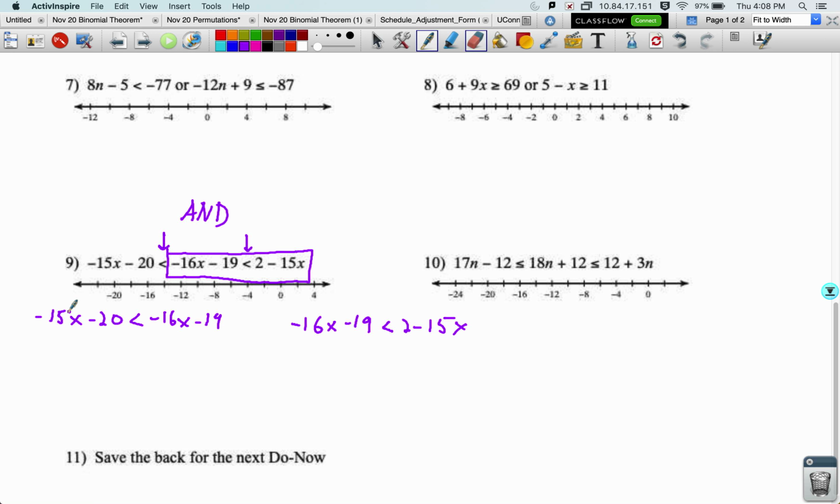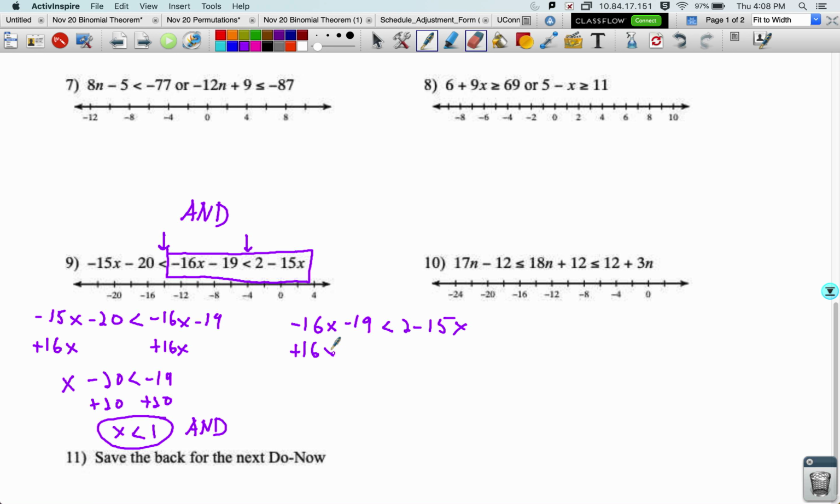All right, variables on both sides, we'll move the smaller one. I consider the negative 16x to be smaller because you'd rather be in debt $15 than be in debt $16. So we get positive x minus 20 is less than negative 19. Add 20 to both sides, we get that x is less than 1. And, got to keep the word and, let's solve this.